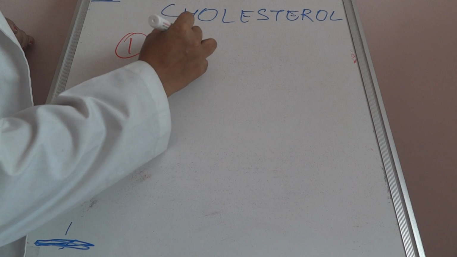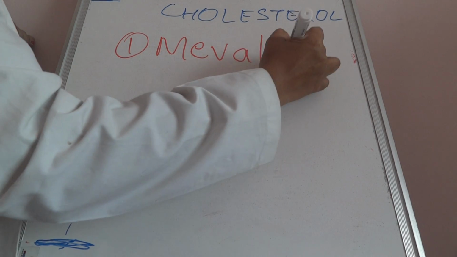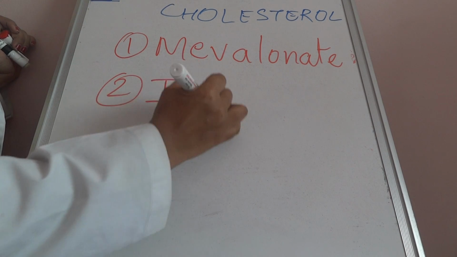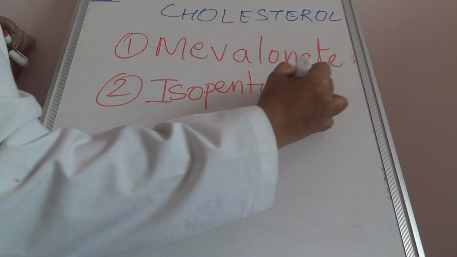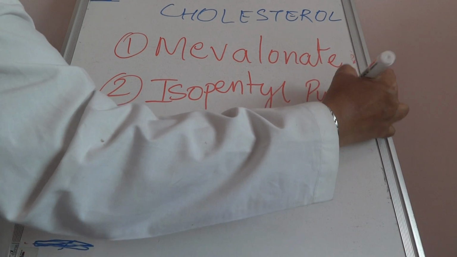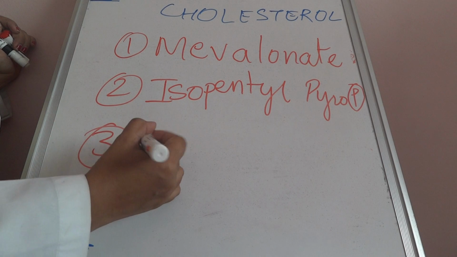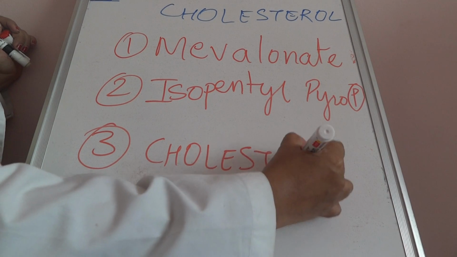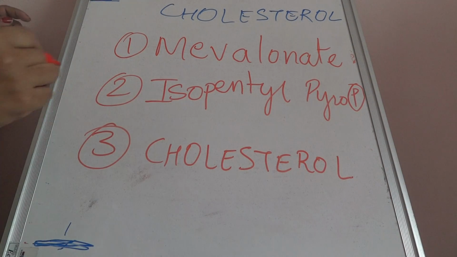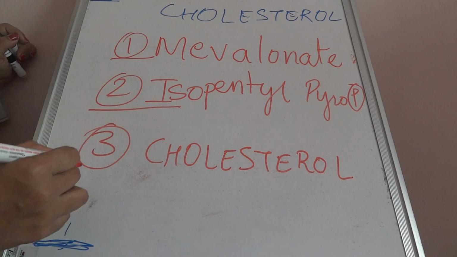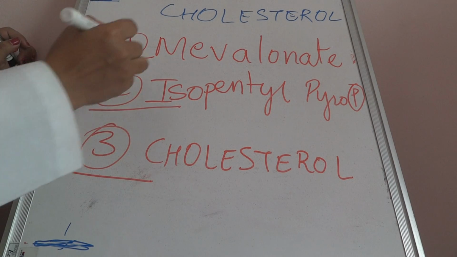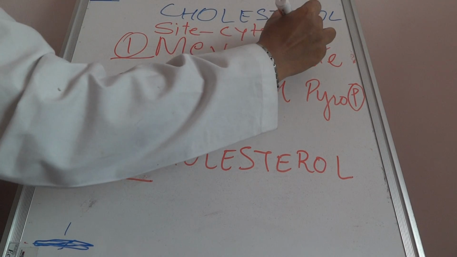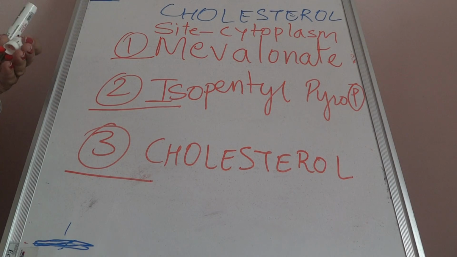First is the formation of mevalonate. Second is the formation of isopentyl pyrophosphate, and third is the formation of cholesterol. So first is the formation of mevalonate, second is the formation of isopentyl pyrophosphate, and third is the formation of cholesterol. The site for cholesterol synthesis is in cytoplasm. So we see one by one.